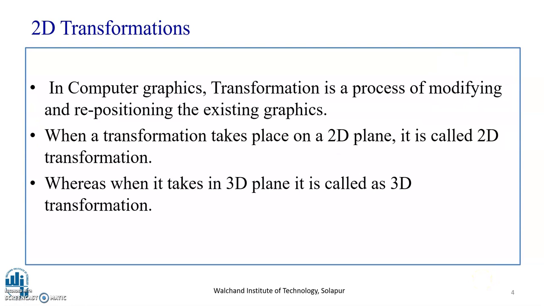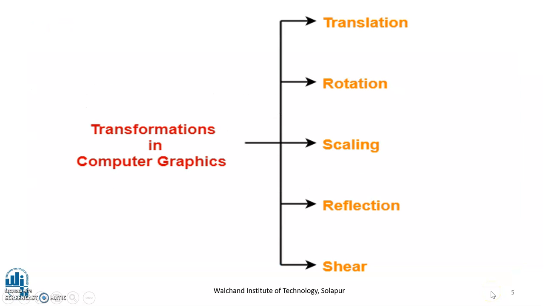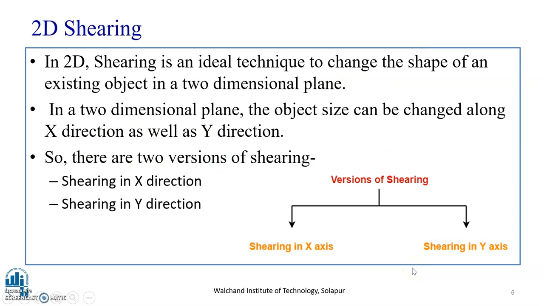Transformation is a process of modifying and repositioning objects in the existing graphic. When the transformation takes place on a two-dimensional plane, it is called 2D transformation, whereas when it takes place in a three-dimensional plane, it is called 3D transformation. Transformations in computer graphics are broadly categorized as translation, rotation, scaling, reflection, and shear. In this video lecture, we will be discussing 2D shearing.